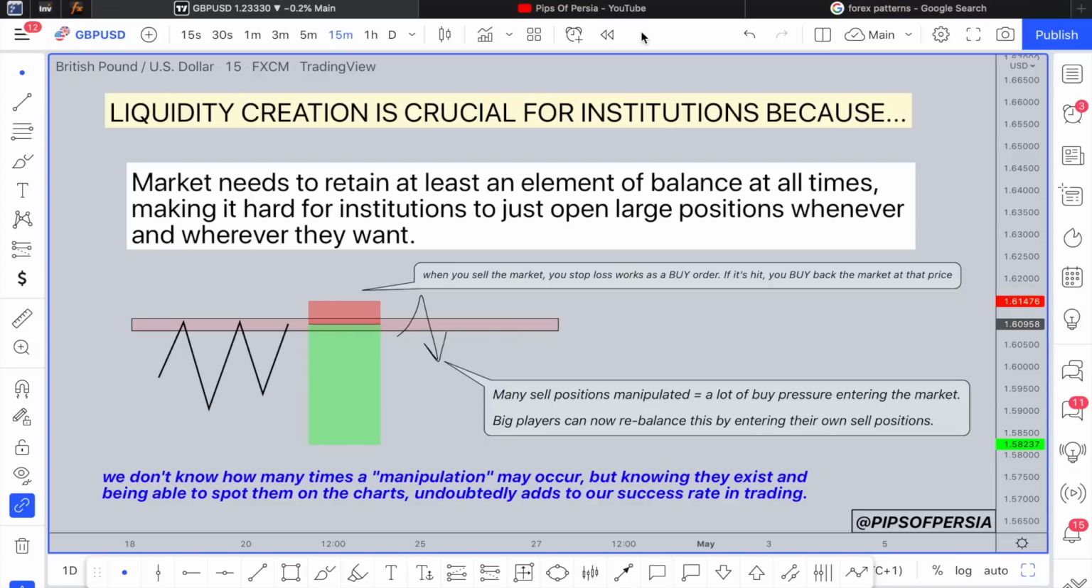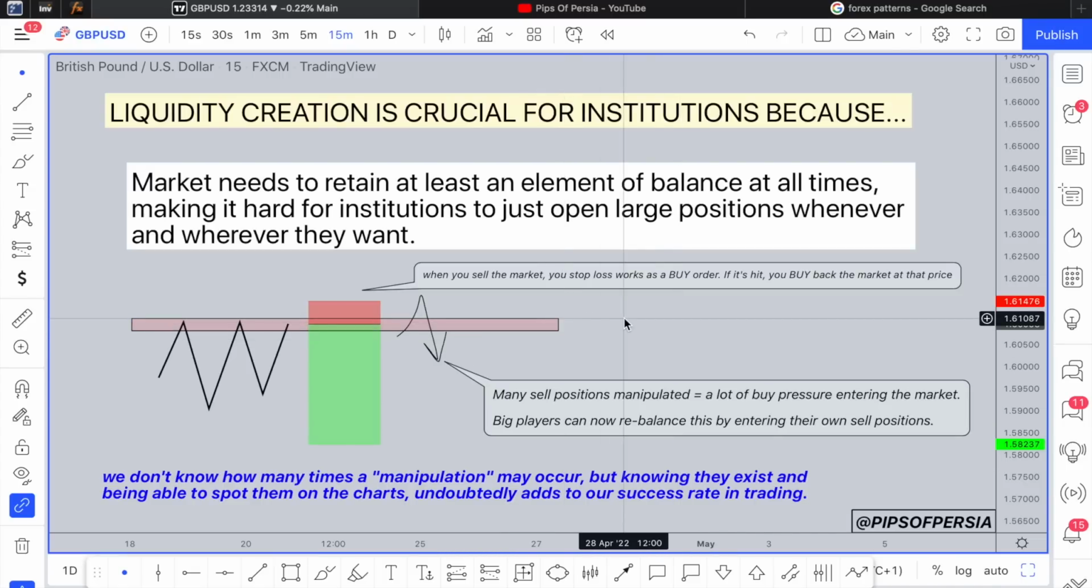So, for an institution to be able to short sell a market without ruining the market balance at that given time, first they have to create upside liquidity. First they have to entice a lot of traders to take the sell position before they do. That can be in the form of any of the behaviors that we just spoke about in the previous slide.